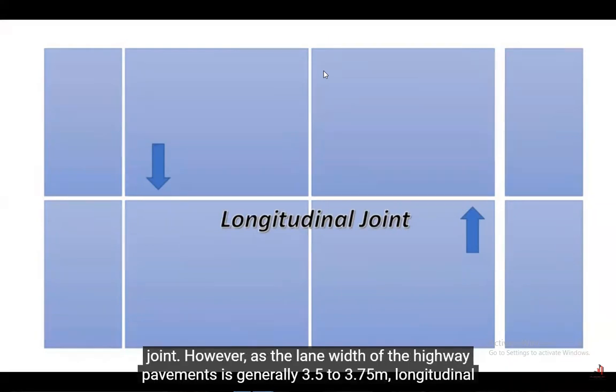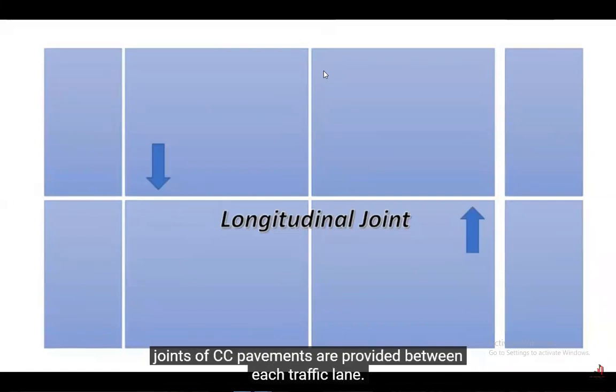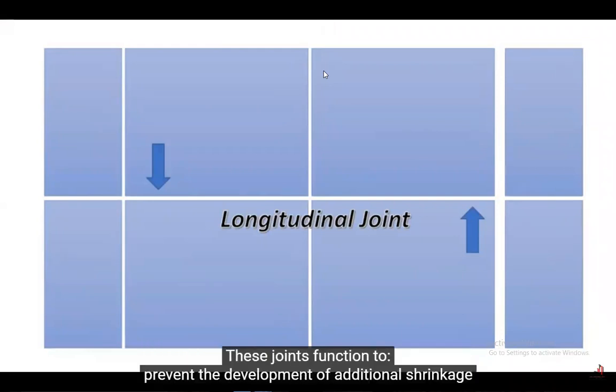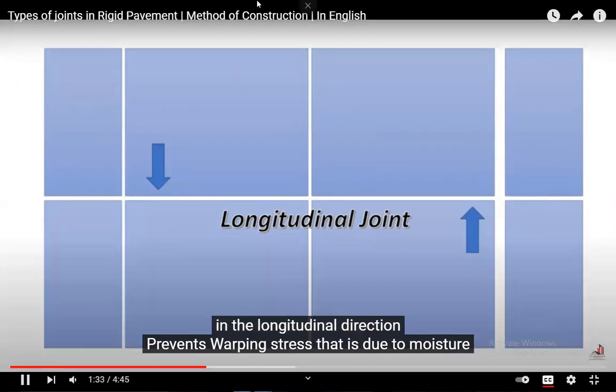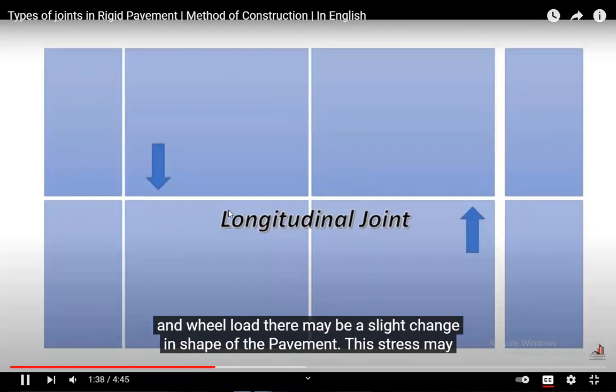However, as the lane width of a highway pavement is generally 3.5 to 3.75 meters, longitudinal joints of CC pavements are provided between each traffic lane. These joints function to prevent the development of additional shrinkage in the longitudinal direction and prevent warping stress. That is, due to moisture and wheel load, there may be a slight change in the shape of the pavement.